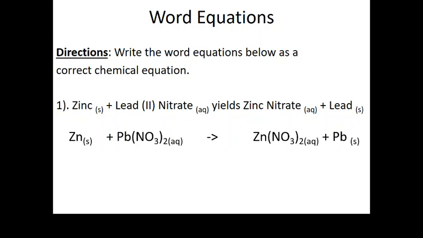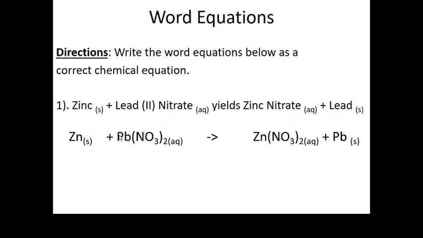So we're starting with zinc. Zinc has no net charge. We're starting with lead, which has a 2+ charge, and we have our nitrate, which is a 1- charge here. So +2, and 1- times 2 gives you canceling charges, so this all is neutral.